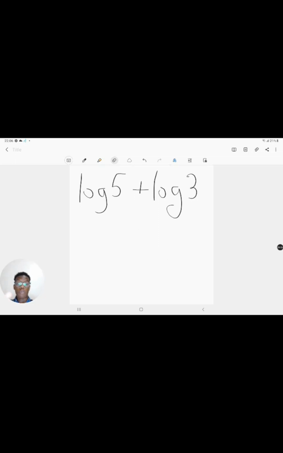So for this, remember we're still looking at law number 1. What would you do? You'll say, what is the base for this? Well, you can see that both of them don't have a number, meaning that both of them have a base of 10. You can write down the 10 if you want to, but you don't have to. So you write log once with that same base, which in this case is 10, and then you just have 5 times 3. Then what you have there is log 15.